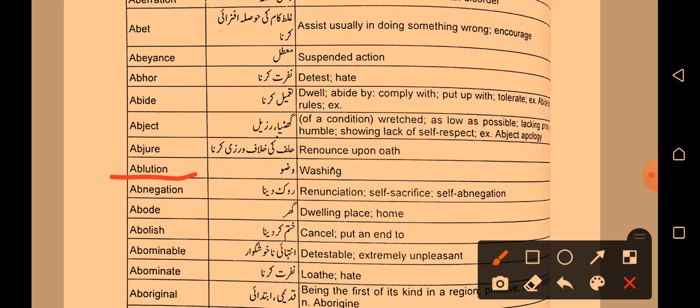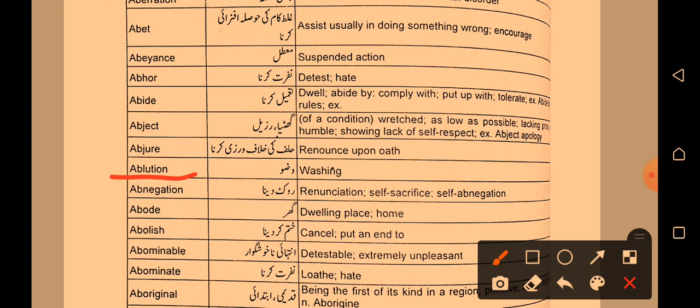Abnegation. Okay, I will discuss especially the meaning of these words in English, and I will explain it very well. Abnegation is something having a negative meaning, having negativity. We call it abnegation, meaning renunciation or self-sacrifice or self-abnegation, meaning to stop or to pause. In that condition we can call abnegation.